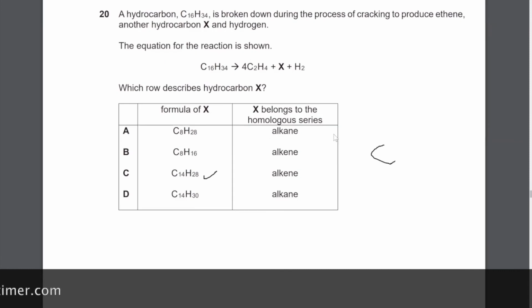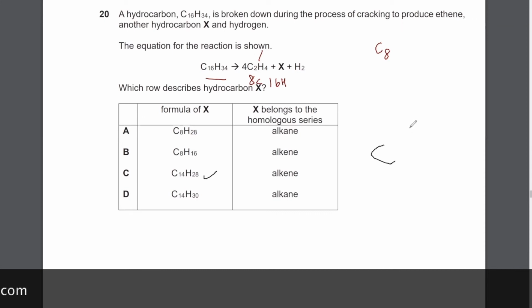Let's do 20. Okay, hydrocarbon C16H34 is broken down in the process to produce ethene, another hydrocarbon X, and hydrogen. So you need to do a bit of math. There are 16 carbons here, so there are 8 carbons here, and hydrogen 4 times 16. Then we need X. Because there's 8 carbon in the ethene already, our remainder will be 8. C8H16, so the answer is B.